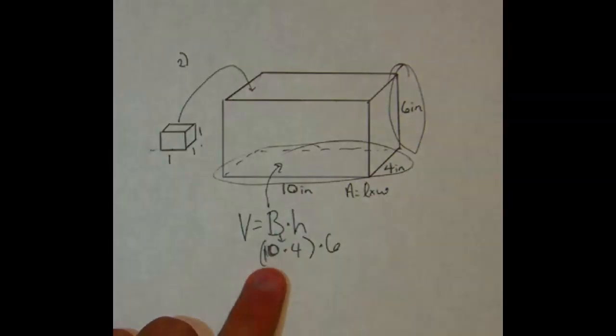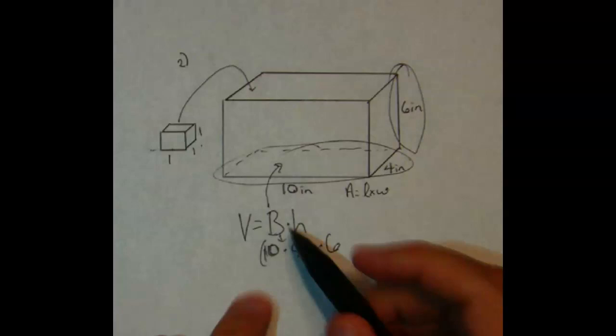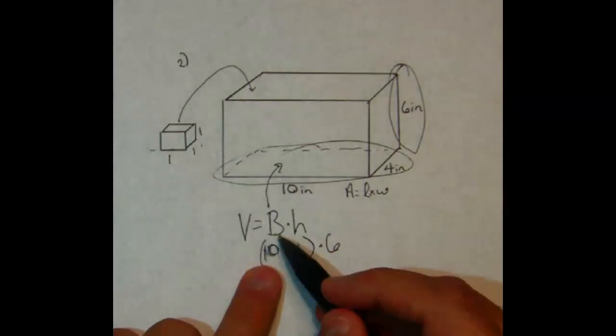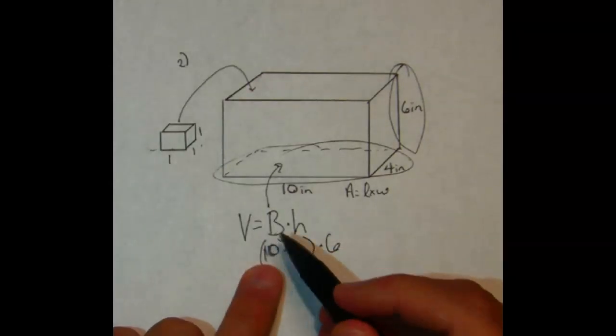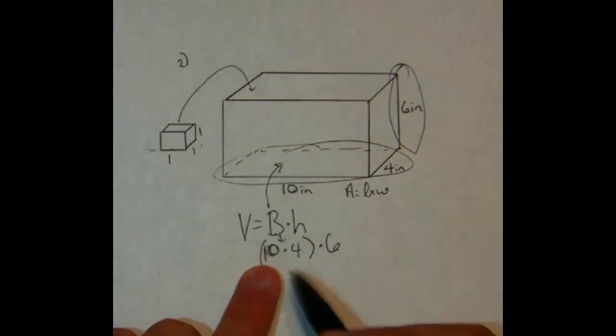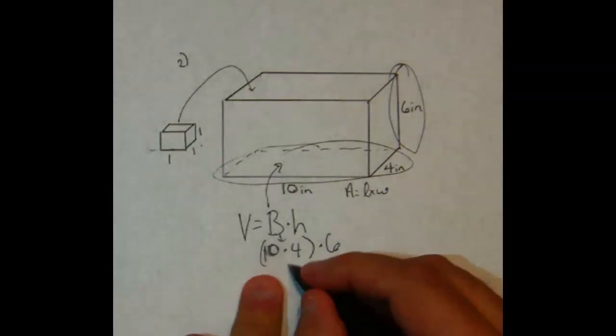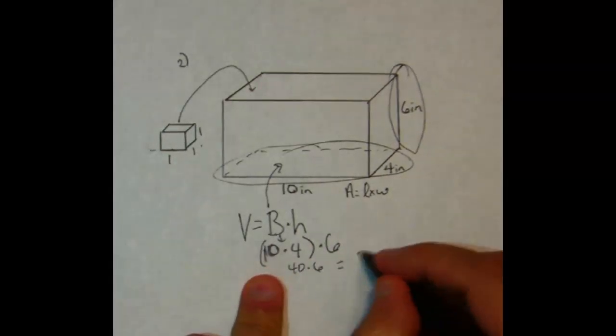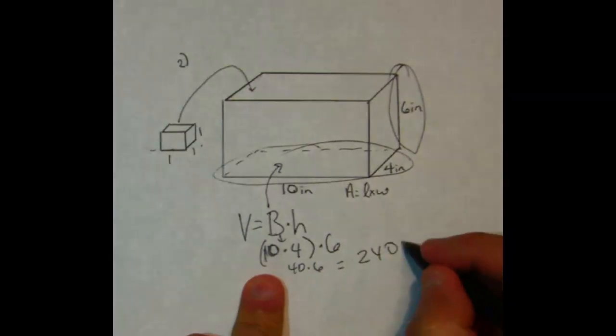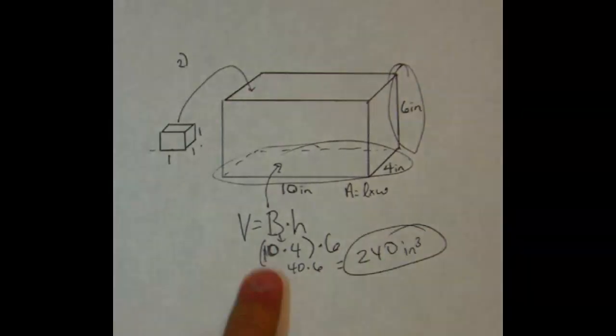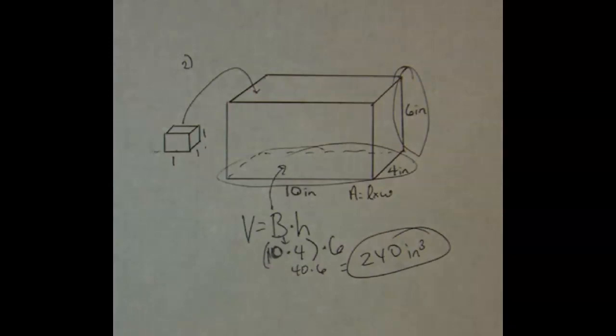And that's kind of an old way of doing it, but in our geometry curriculum we use big B, the base. So 10 times 4 is 40. 40 times 6, 240 inches cubed. Alright, so a nice easy problem to start out your assignment.